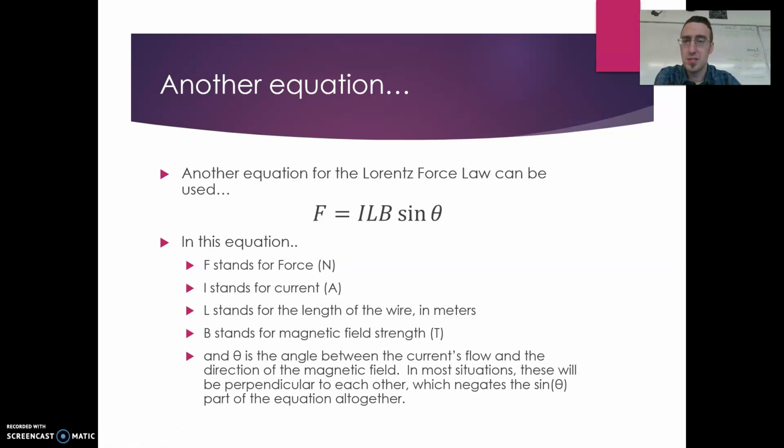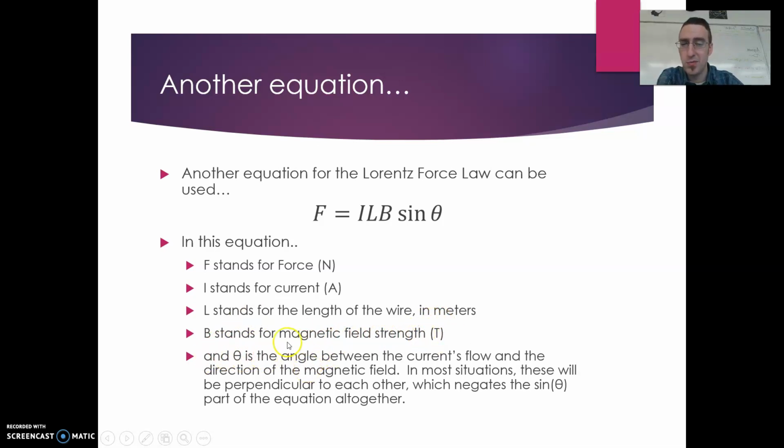Another equation that relates to this stuff is F equals ILB sine theta. In this equation, F is still force, I stands for current, measured in amps, like it has. L stands for length, measured in meters, that's how long the wire is. B still stands for the magnetic field strength, which is measured in Tesla.